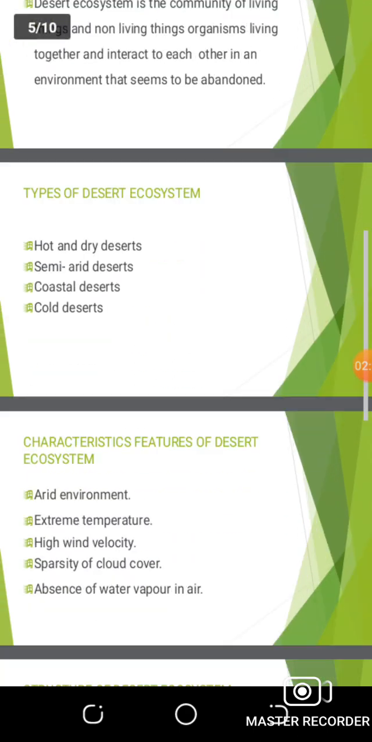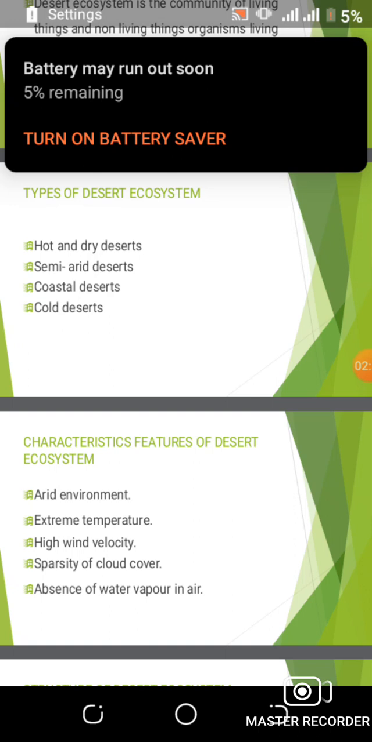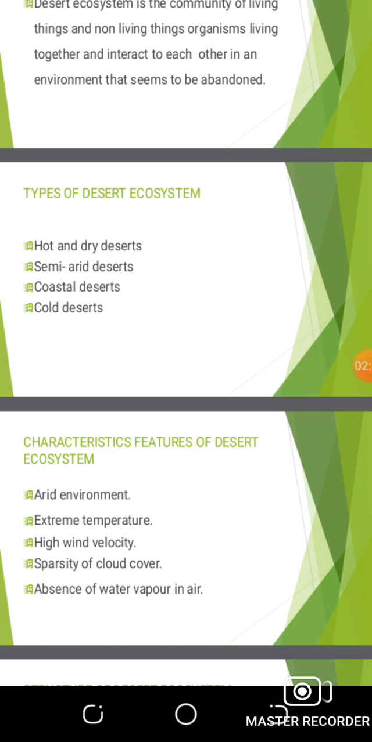So let's go to the characteristics of desert ecosystem. The first is an arid environment, then extreme temperature, high wind velocity, sparsity of cloud cover, and absence of water vapor in the air. I'll explain some of these characteristic features, like the arid environment. An arid environment receives fewer than 25 centimeters of precipitation or rainfall in a year.